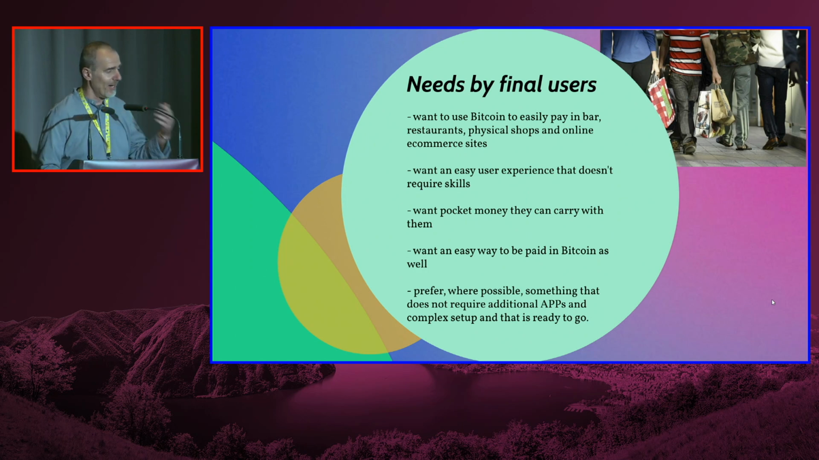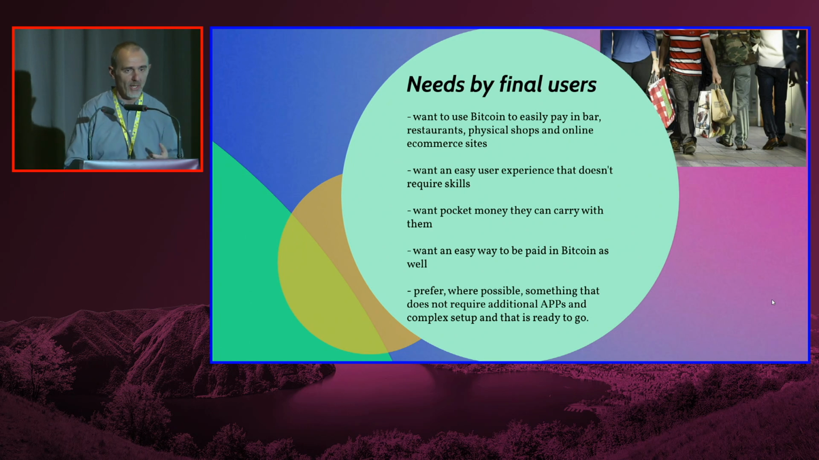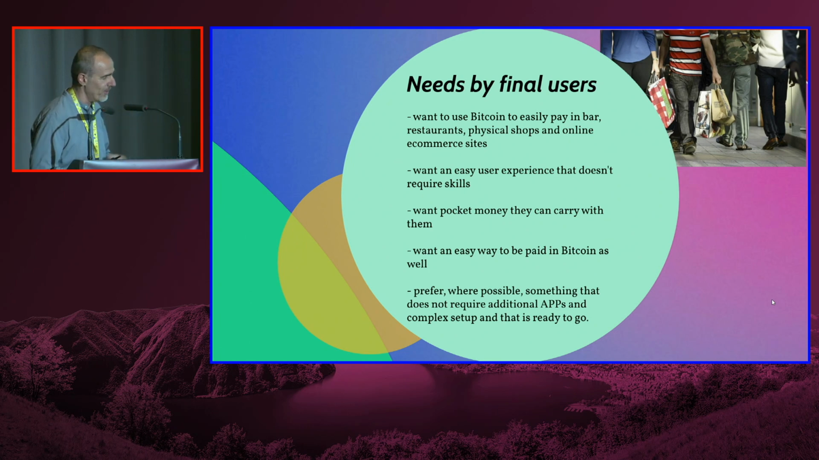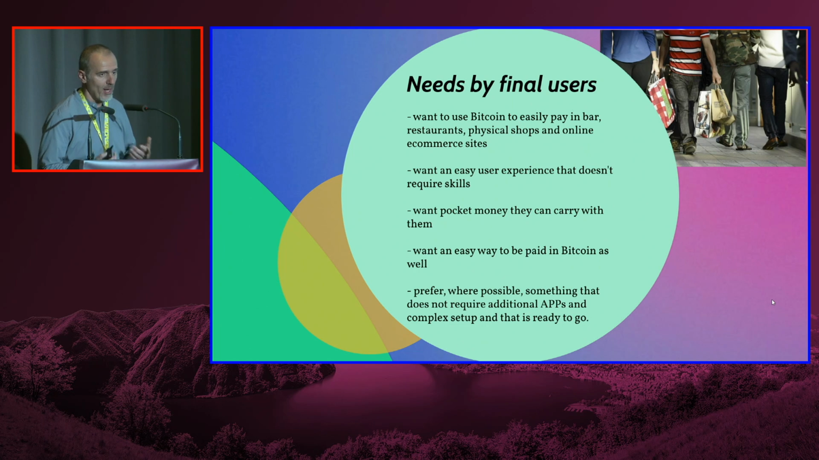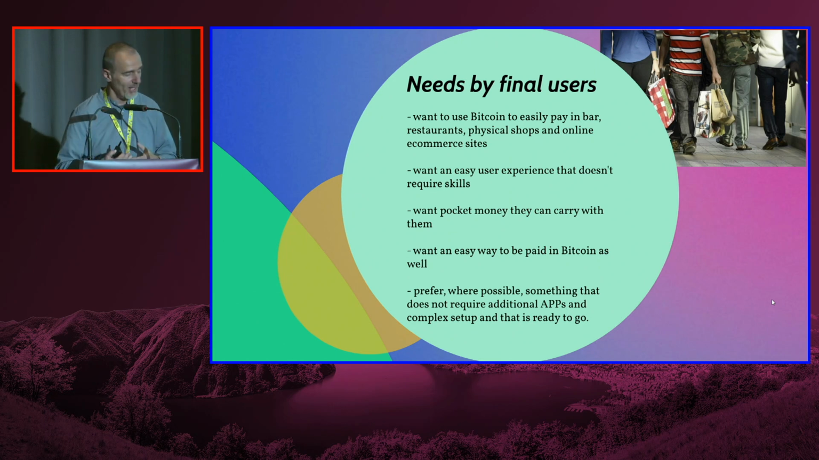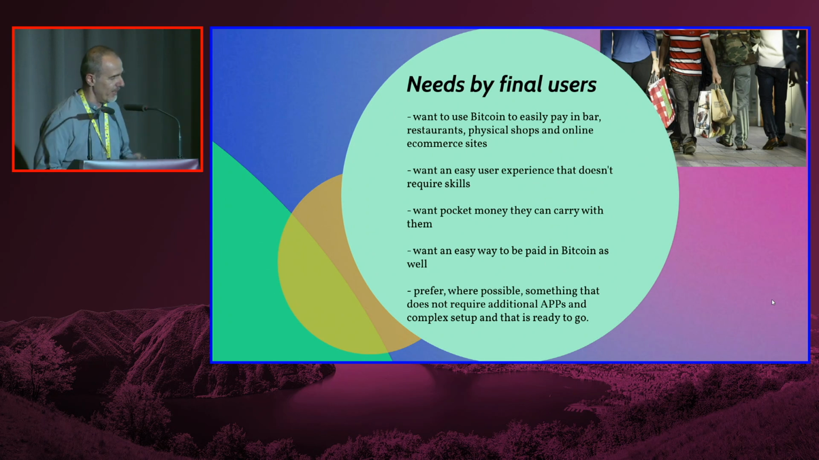If you are a final user, you maybe want to use Bitcoin to pay easily, for example, in a bar, in a restaurant, in physical shops, and online. So you want to use your wallet on your mobile, and mainly with a UX that doesn't require so many skills. Many people want to start using the Lightning Network without having to worry about what is behind the technical side. So you probably want pocket money to carry with you, and you also want an easy way to exchange value between your counterparties.